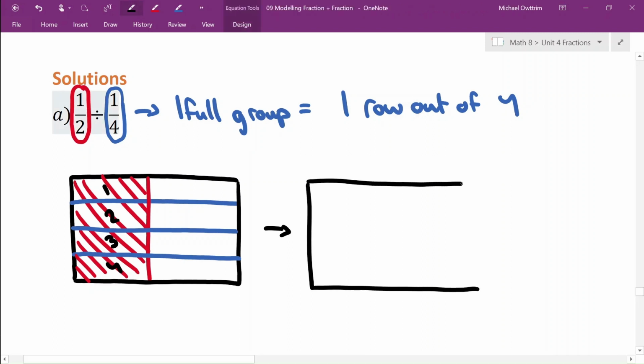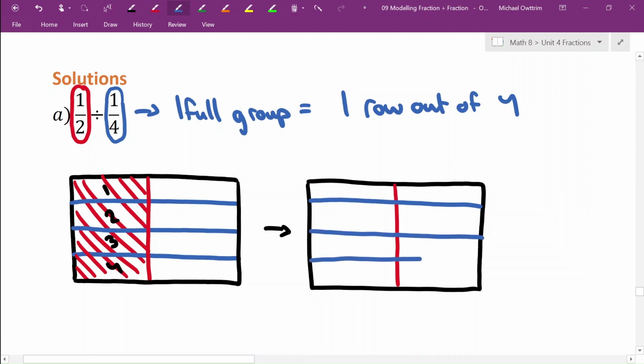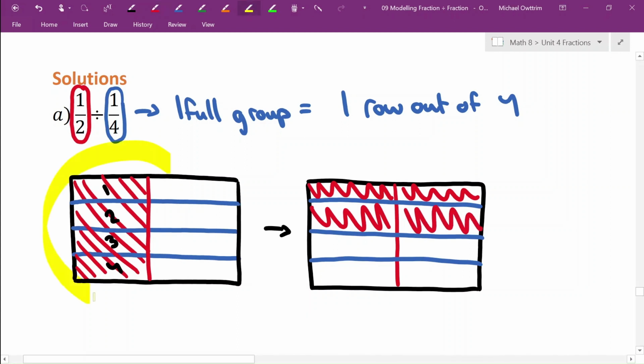So let's draw ourselves our new picture after we've rearranged our pieces. We've still got 2 columns and 4 rows to start with, but we're going to arrange the pieces that we have over here into our rows on our new drawing. So I need to color in 1, 2, 3, 4 sections on the right drawing, just like I have 4 sections over here. They're just arranged into the rows instead.